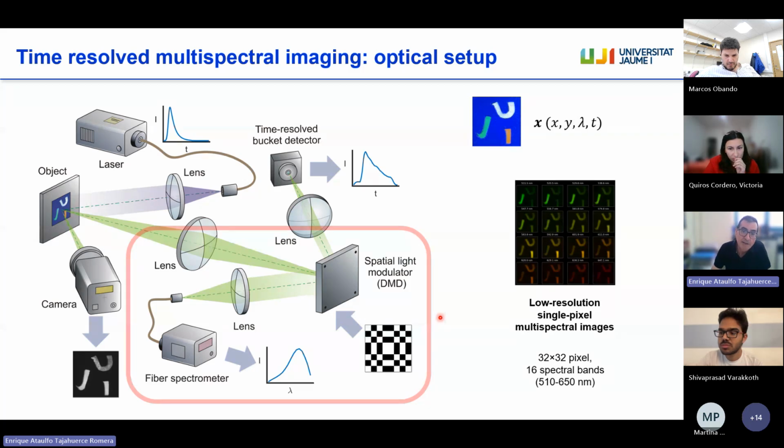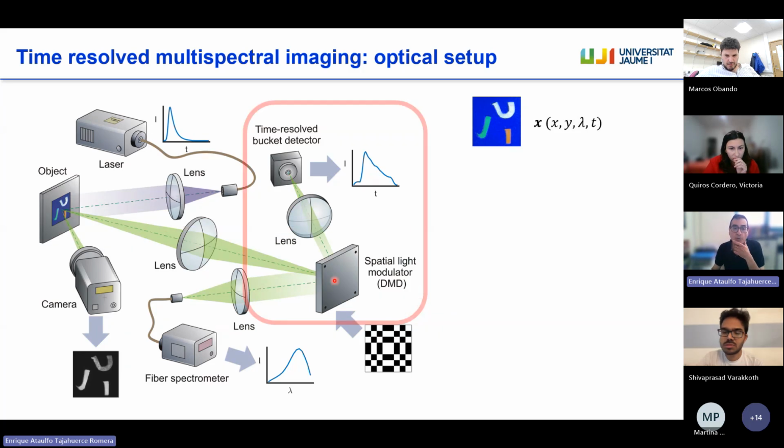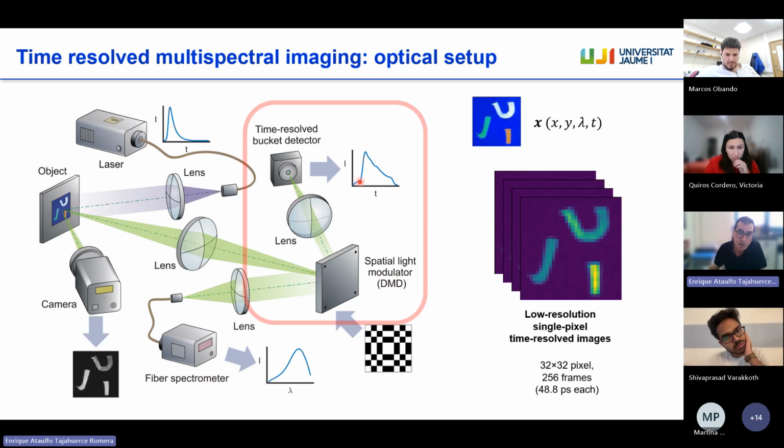And finally, in the second output of the digital micromirror device, we record for each Hadamard pattern the time evolution of the fluorescence. So we are able to record like a video, different temporal frames of the low resolution images of the fluorescence.